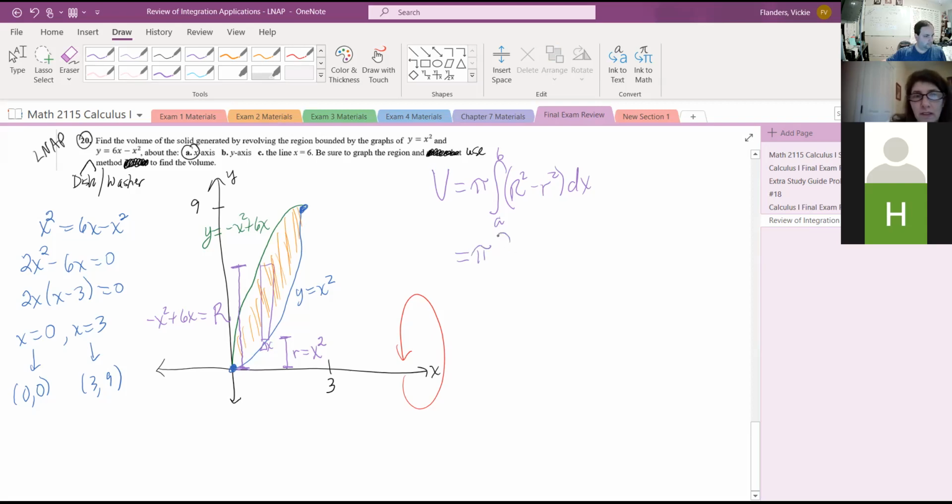Any questions, guys? No, Miss Flanders. Okay, so I have the integral from 0 to 3. Big R is negative x squared plus 6x quantity squared minus x squared squared.